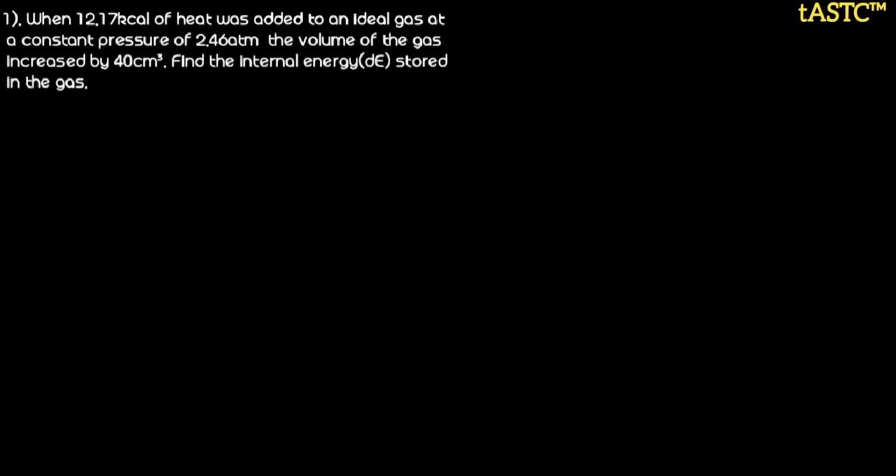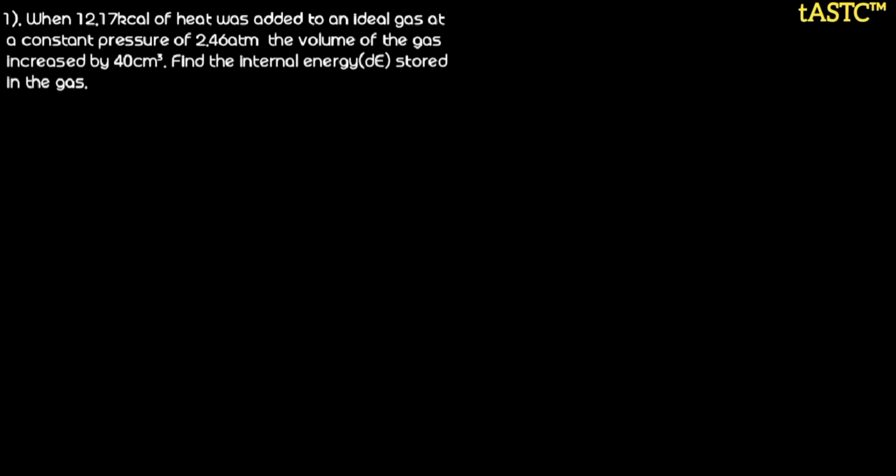In this video, we're going to go through some numerical problems under thermodynamics. Now, this is the first question which is given to us. When 12.17 kilocalories of heat was added to an ideal gas at a constant pressure of 2.46 atm, the volume of the gas increased by 40 cm to the third. Now, we need to find the internal energy, dE, which is stored in the gas.